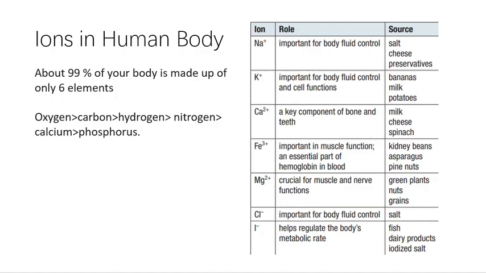Sodium ions, for example, play a critical role in the normal functioning of the human body. Sodium ions can help with your nerve impulse transmission, muscle contraction, and water balance. You can get some sodium ions from sources like salt, cheese, and preservatives. And we'll come back to the table in the digestive lesson in my grade 11 biology series.